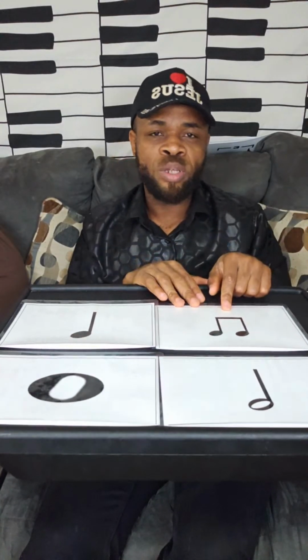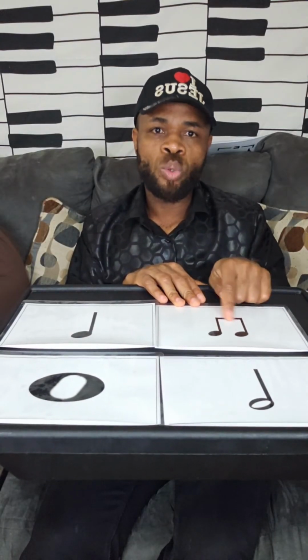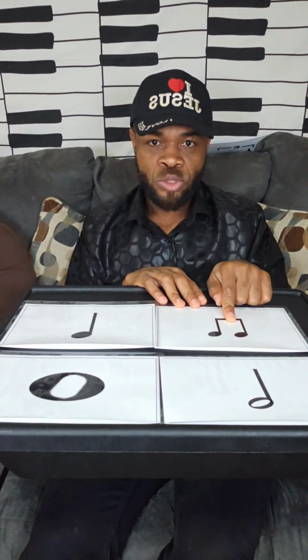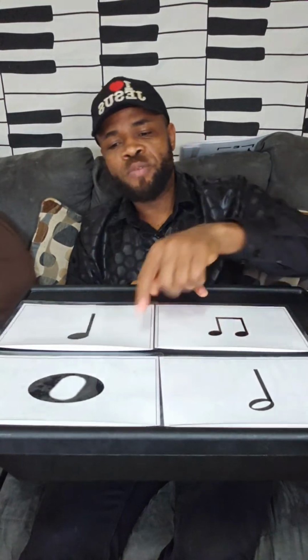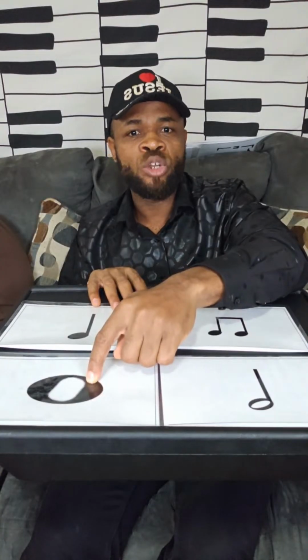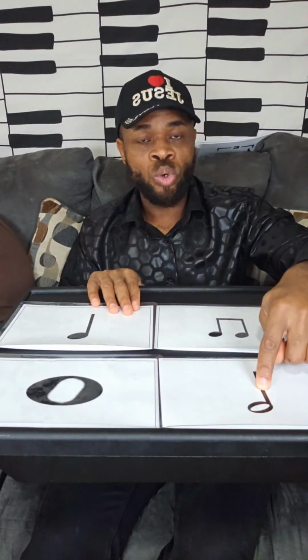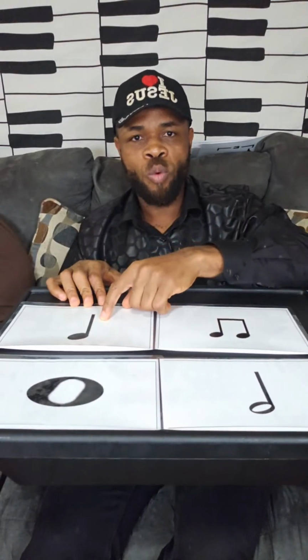And why this one is half and half. So 2 of them makes 1. If that makes sense. It means if you're playing this one, you're going to play it and hold it for 4 beats. So, ta. And this one you hold for 2 beats. Ta. This one you hold for 1 beat. Ta.